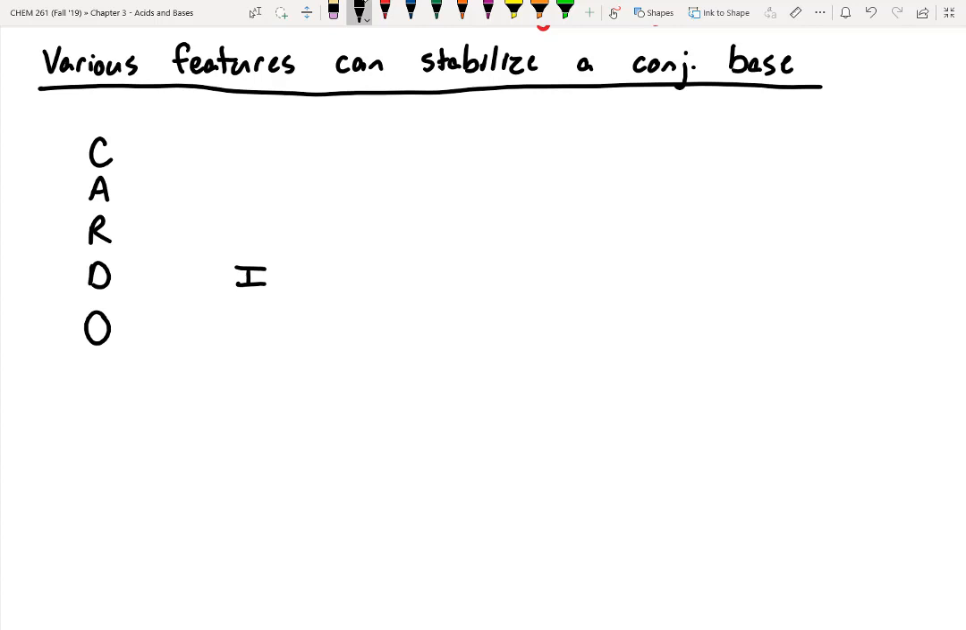All right, so the first thing we've got is charge. So is a conjugate base going to be happier with or without a charge? Without a charge. We know neutral compounds are a lot more stable than charged compounds. So that makes a lot of sense. That's very important. So this is most important.